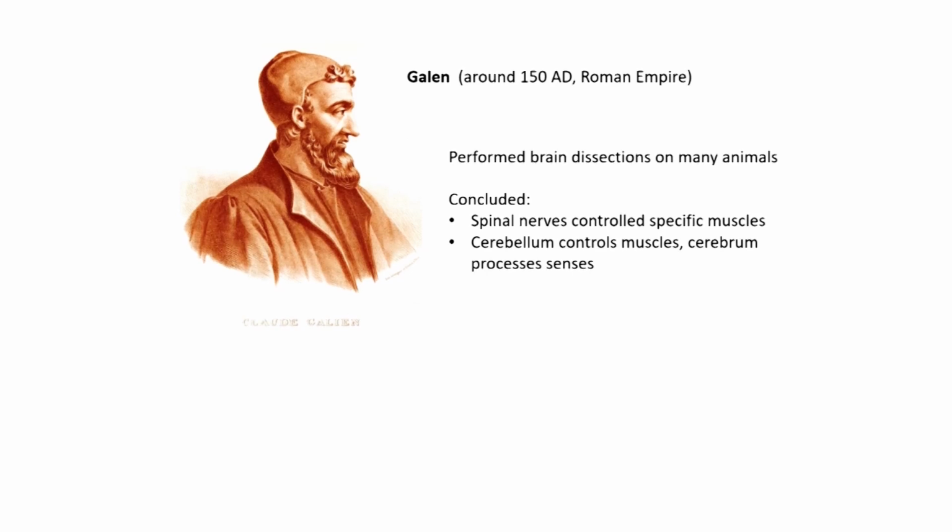And he even could infer that cerebellum controls muscles, whereas cerebrum seemed more involved in processing the senses. And this is in the right direction, and it's quite remarkable that he was able to draw these kinds of conclusions at that time. But he did not get everything right again. So he also concluded that brain functions by the movement of animal spirits through the ventricles.